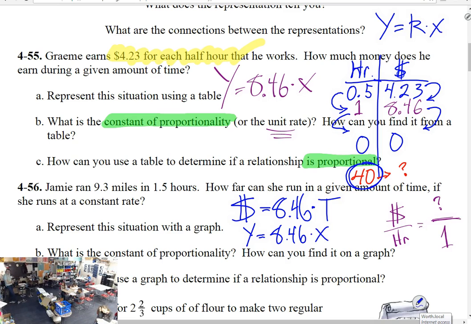8.46 times x. Would the 40 be the y, or would it be the x? The x, right? Because we'll learn more and more about this, time is our independent variable. What we get paid depends on time. So we set this up, and I'm running out of space. So our money that we make will be 8.46 times 40. What would they make in a standard work week?